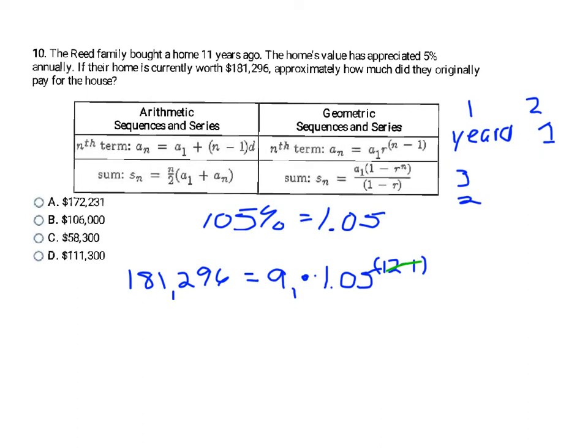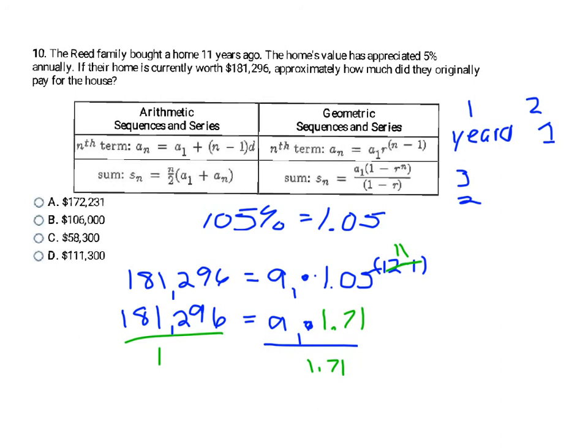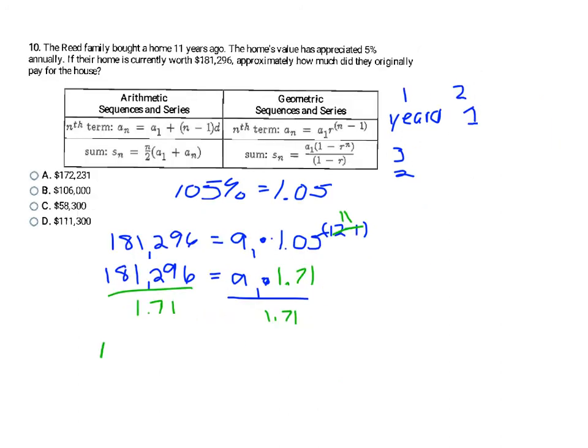And then I go ahead, that's the first thing I'm going to do, those parentheses, 12 minus 1 is 11. And then I'm going to take 1.05 to the 11th power, which is 1.71. And then I just divide both sides by 1.71. And when I do that, I get 106,021, which, when you're rounding, because it says approximately, that's going to be the closest to my answer choice B.